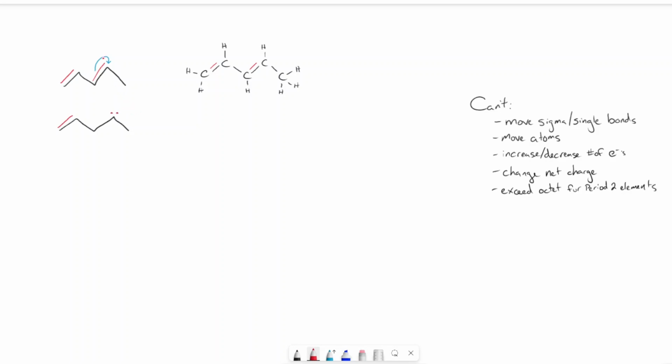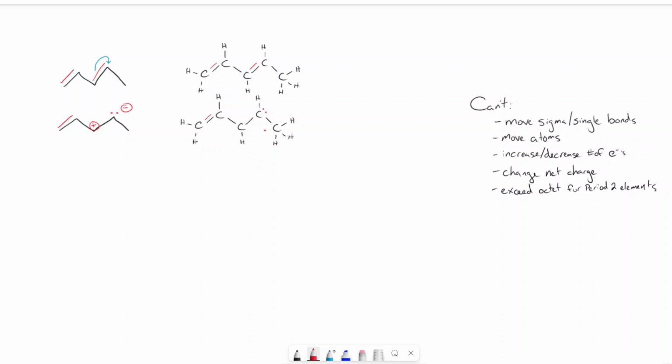Now, an important thing to note is that wherever the arrow is coming from, the atom at that end is going to be gaining a positive charge. The atom at the pointy end of the arrow is going to be gaining a negative charge. And we'll see why that is here in a second as we look at our structural formula.